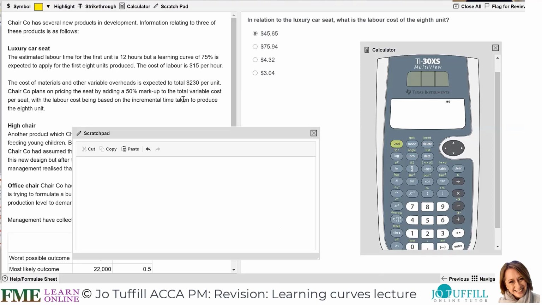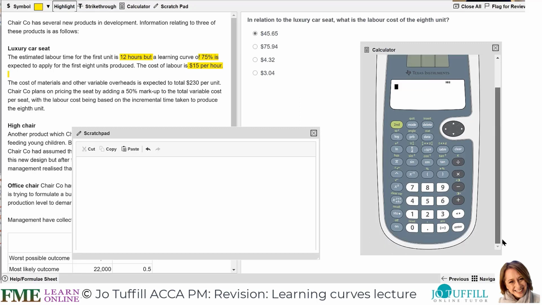So this is what it looks like on Test Reach, this question. I'm just going to highlight those bits which I highlighted earlier, the 12 hours using the highlight function, the 75, which is the learning rate, and the cost per hour, which is 15. I'm using the online calculator here because it's just simpler for me. I could pull up my other one, but in case you have to use it, I'm just making sure you can see how it works on this.